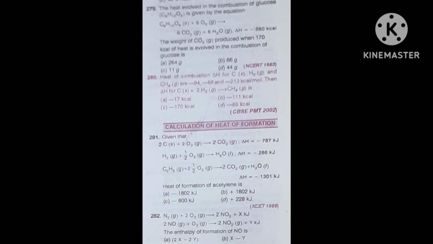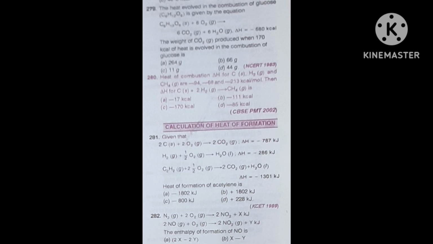Now these three reactions you have to write. Again, reactions I am telling you: C plus O2 gives CO2, correct? Second, H2 plus half O2 gives H2O, delta H value is given. And third, CH4 plus 2O2 gives CO2 plus 2H2O, delta H value is given minus 213 kilocalorie. All three reactions you have to write, and the reaction you have to calculate, that also you write: C plus 2H2 gives CH4. For this reaction, delta H value you have to find out.